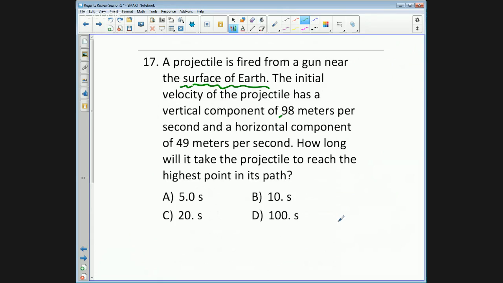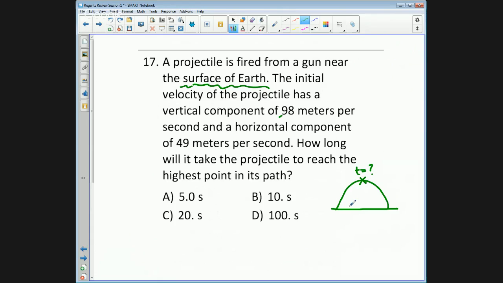Okay, so if we draw a picture here, it's going to look like this. So it's going to be launched up and then it's going to follow this parabolic motion. So it wants to figure out the time it'll take to reach this point, the apex.